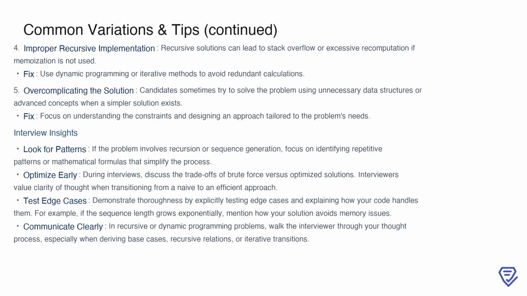Now, in interviews, there are a few key aspects to keep in mind. First, always look for patterns in recursion or sequence generation problems. This can help you simplify the solution. Second, discuss trade-offs between brute force and optimized approaches early in the process. Interviewers appreciate clarity of thought as you transition from a naive solution to a more efficient one. Additionally, testing edge cases is critical. Explicitly show how your solution handles these scenarios, such as avoiding memory issues with exponential growth. Lastly, communicate your thought process clearly when deriving base cases, recursive relations, or iterative steps. This helps build confidence in your approach.